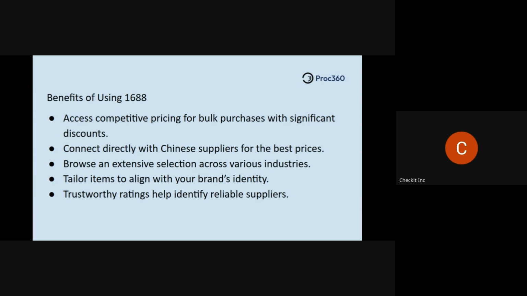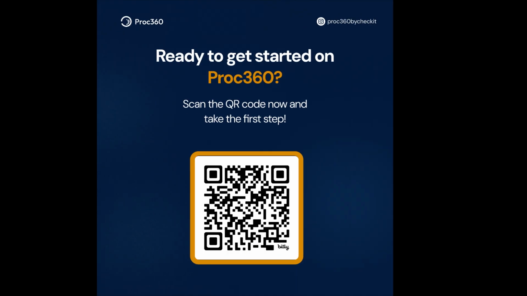You can also browse an extensive selection across various industries. You can go through categories, check for your niche, a particular market you would want to sell in, and you get a broad selection. You can select anything, you can try anything. That flexibility is there, so you can tailor your items to align with your brand's identity. If you are the underwear person, you definitely get items that align with that identity. If you are into children's toys, whatever it is, you definitely get items that can align with your brand identity. You also get trustworthy ratings that help identify reliable suppliers.